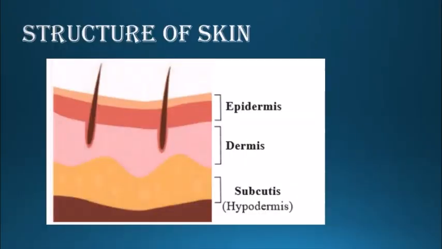Now the structure of our skin. Our skin is made up of three parts. The first is the outer layer, called the epidermis. Then we have the dermis, from where our hair arises, that is, the hairs present on our skin arise from the dermis. And then we have the subcutaneous layer or the hypodermis. So these are the three layers of our skin: epidermis, dermis and hypodermis.